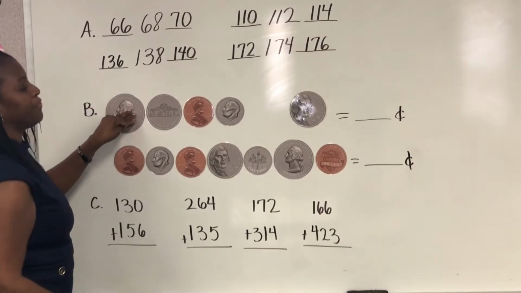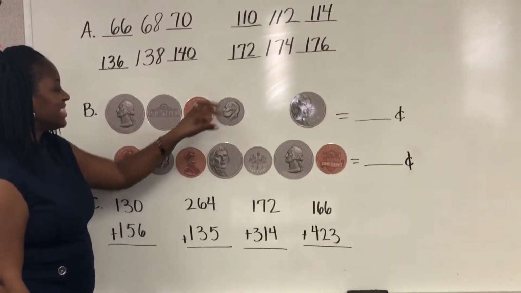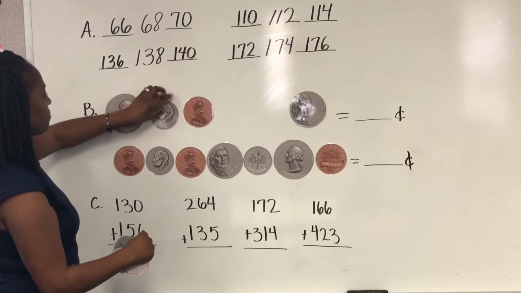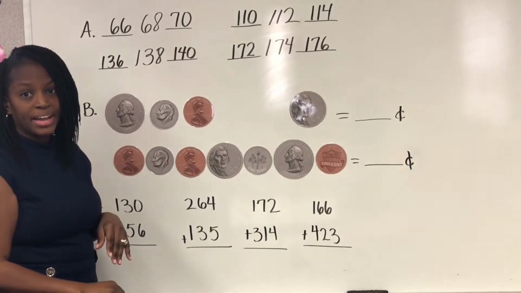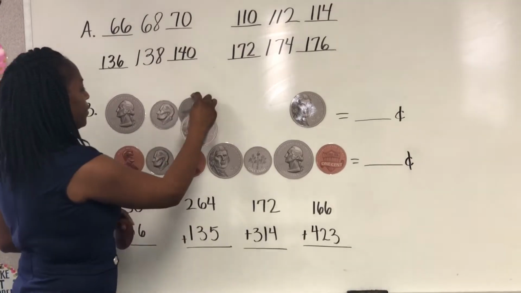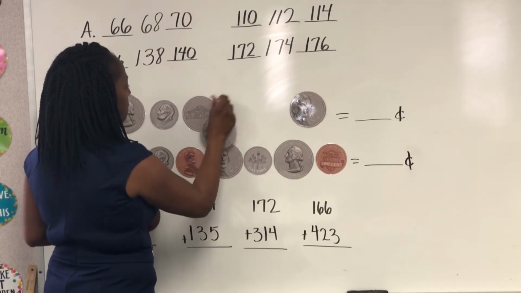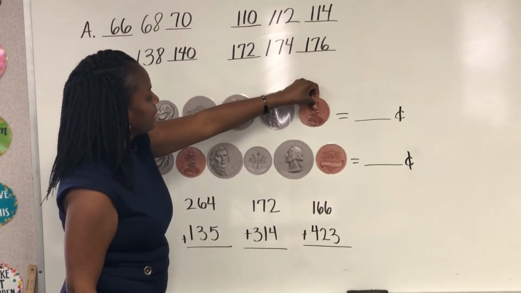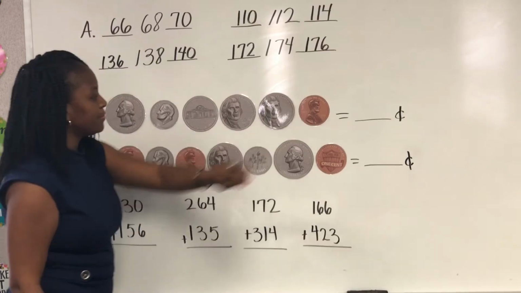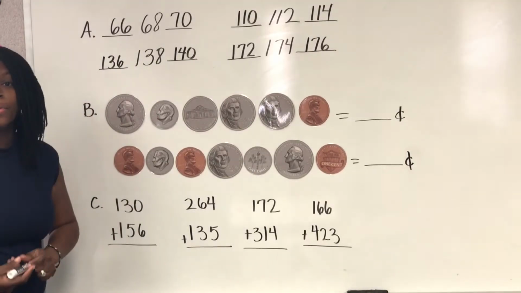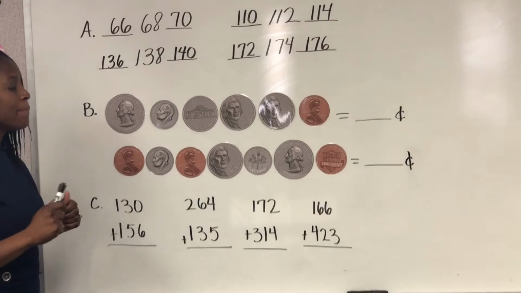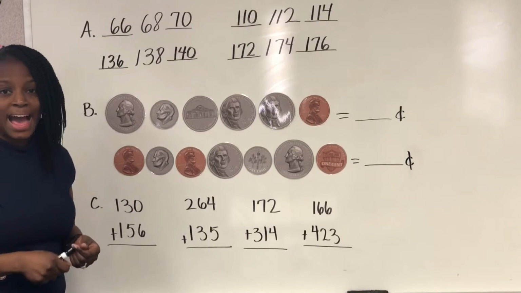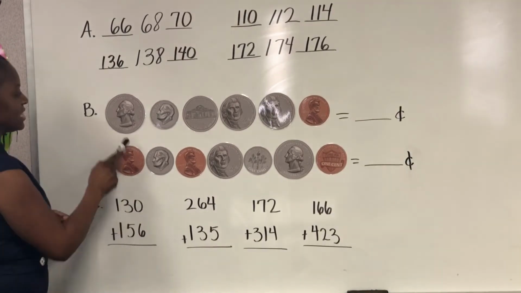What's the next greater value? The dime is the next greatest value. And what comes after the dime? The nickel. And then penny is the least amount, the least value. Now we can get ready to count our coins. Remember, boys and girls, as we change coins, we must change the counting pattern. Let's count together.